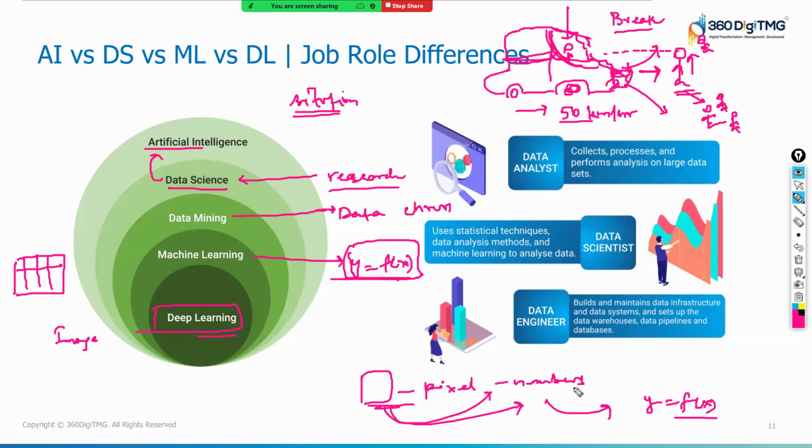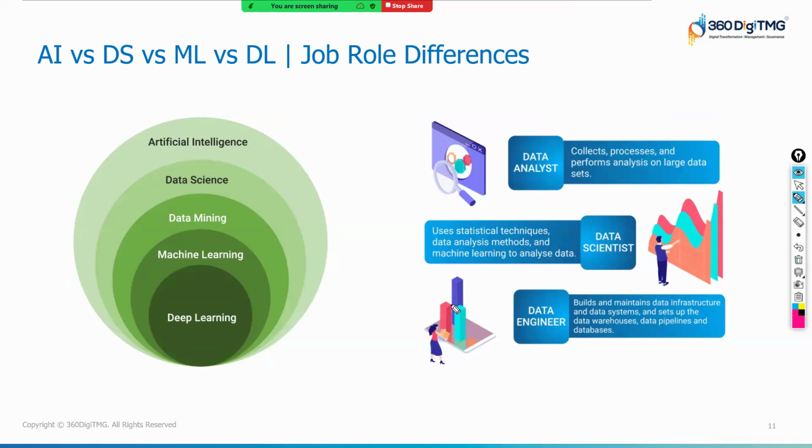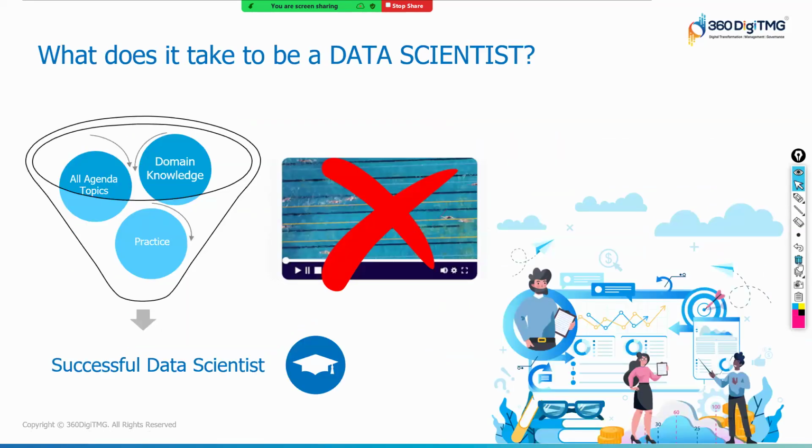But once the data comes into numbers, then it is very easy. You'll use this equation: Y is equal to f of x. But that Y equals f of x is something your machine learning engineers and data scientists do. So this is what we have to look at.